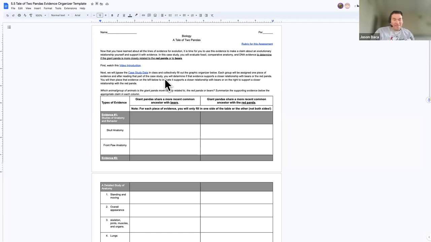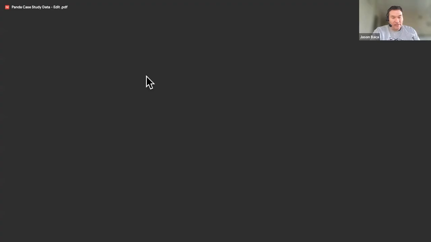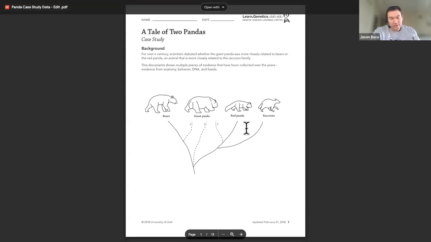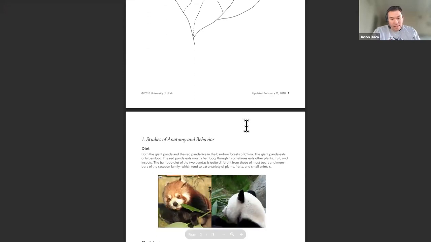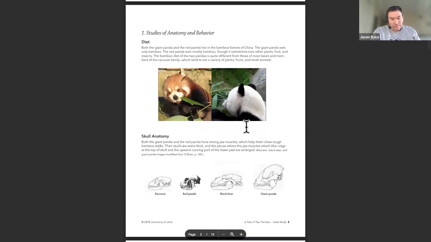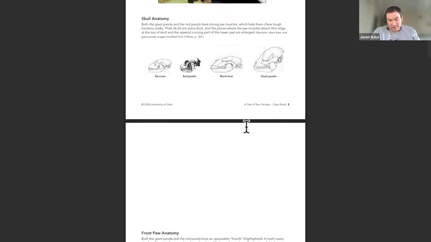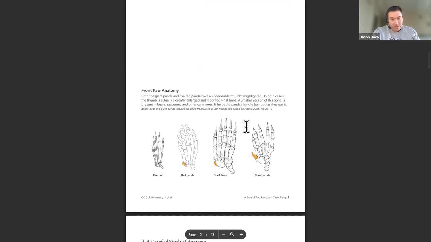That's right. So if you go to the case study data, this is where the kids are looking. The videos are at the top two, and you can see all of the different things that they're looking at as far as evidences go. You'll see that they show the cladogram or the differences between them. And then as we go down, you can look at their diet. And then again, there are their skulls, to compare the skulls to each other.